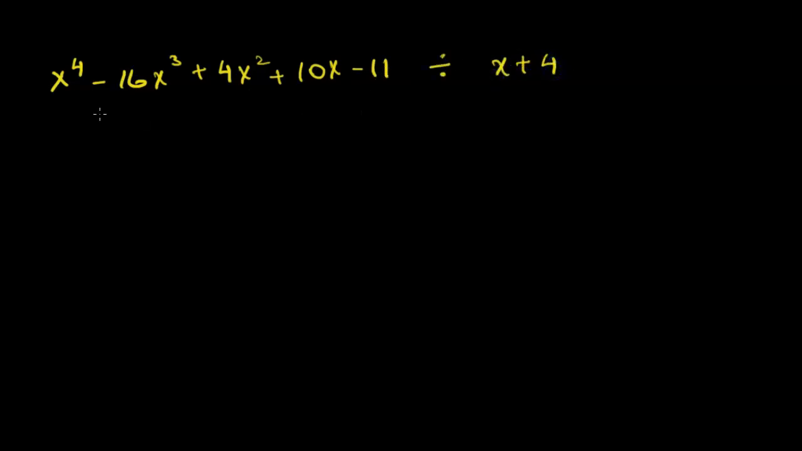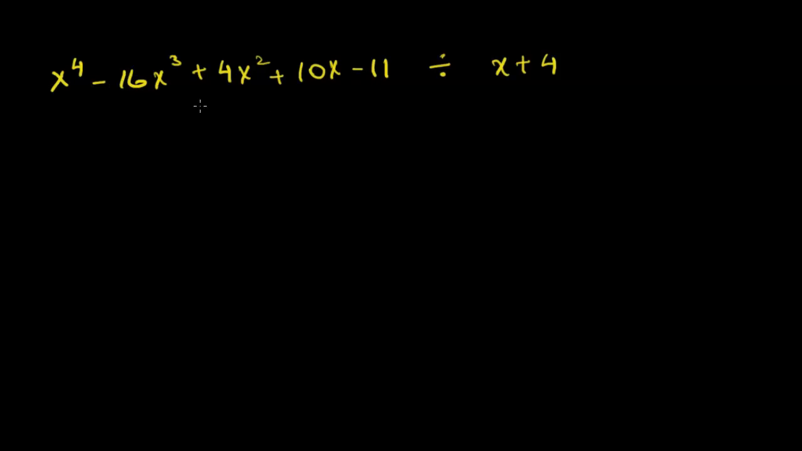Now let's go over the steps of long or polynomial division. Let's say we have to divide x to the power 4 minus 16x cubed plus 4x squared plus 10x minus 11 by x plus 4. We first have to see that both requirements are met. This polynomial is arranged in descending order of the degrees, and none of the terms are missing. Power 4, power 3, power 2, power 1, power 0, everything is there. So both requirement 1 and requirement 2 are fulfilled.